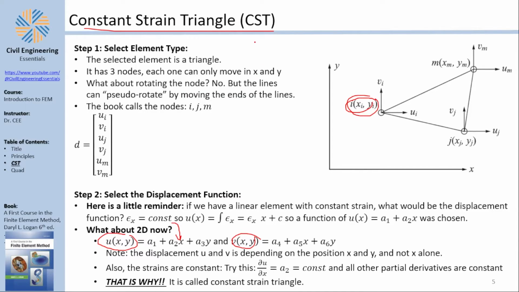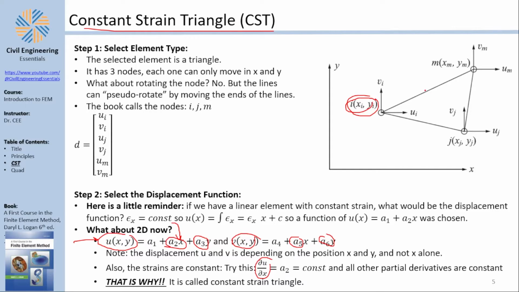In a constant strain triangle, we need the partial derivative of each of those equations to be constant. Take u(x,y), for example. If you take the partial derivative with respect to x, you get a2, which is a constant. With respect to y, you get a3, which is constant. Similarly here, you get a5 for x and a6 for y. And that's very important because we are dealing with a constant strain triangle.